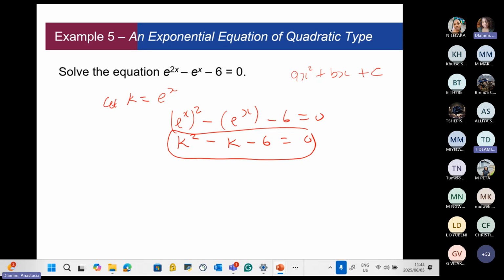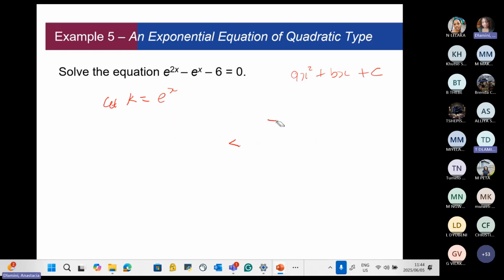Does it make sense for K substitution? Yes, ma'am. Now, whoever said it's quadratic, guys, let's do this. I have e to the power of 2x minus e to the power of x minus 6. No, before I go there, someone said we isolate. Let's talk about isolation.